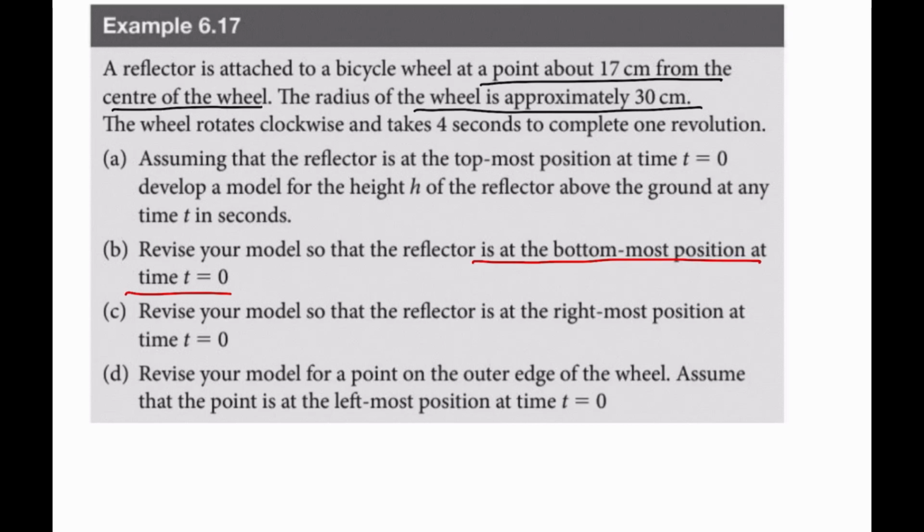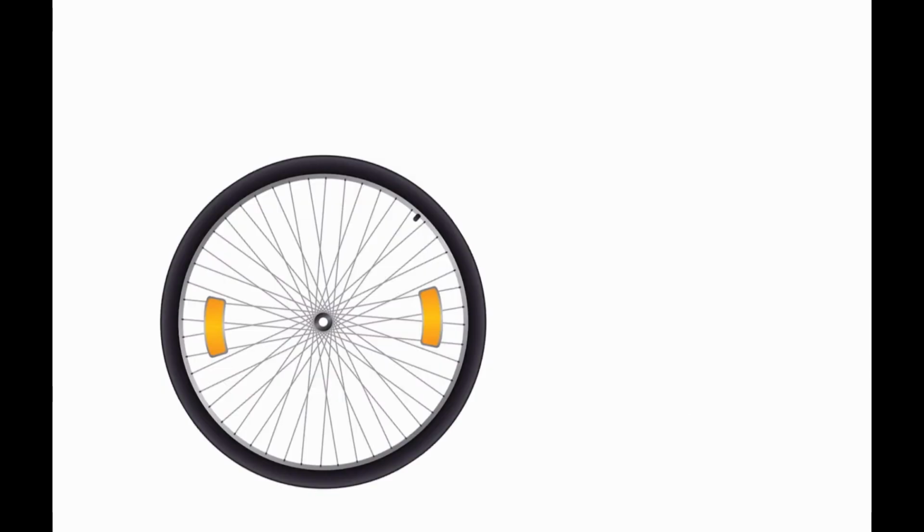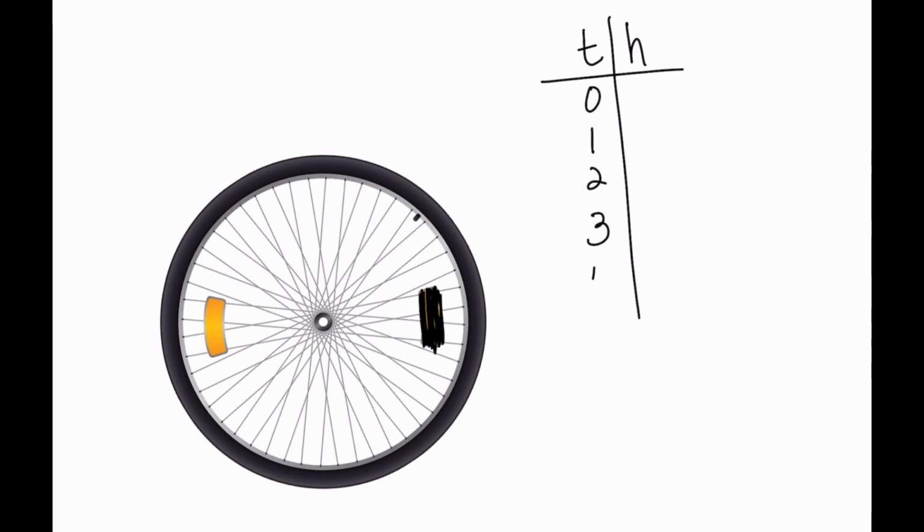Let's go ahead and try part C. It says revise your model so the reflector is at the rightmost position at time t equals 0. So in this particular case, we're starting with the reflector on the right-hand side. So here it is at time 0 on the right-hand side. So we're going to do the same thing as before. Here's time, here's height, and we're going to have 0, 1 second, 2 seconds, 3 seconds, 4 seconds.